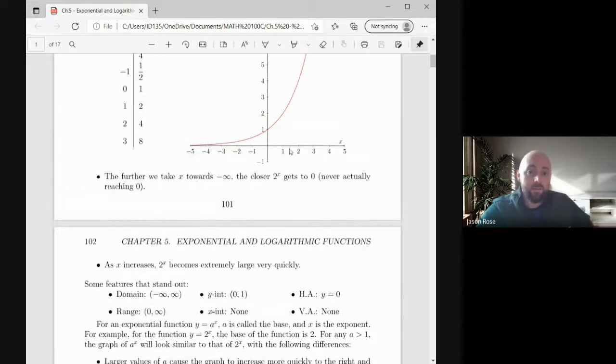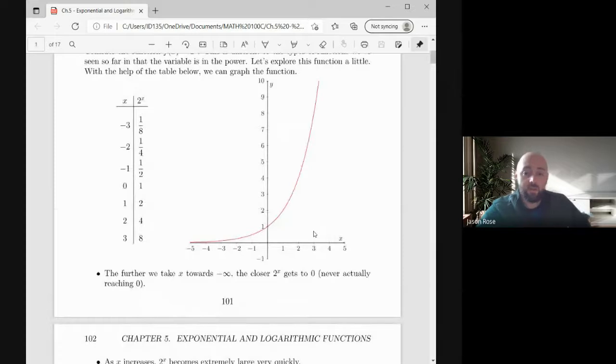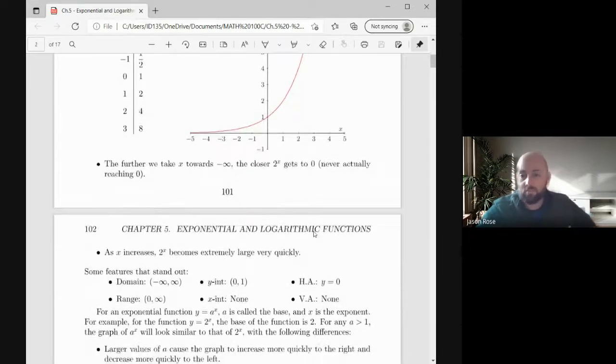So there is a horizontal asymptote. It's the x-axis, which is the line y equals 0. And there are no vertical asymptotes for exponential functions. So these are just features to remember about this graph.